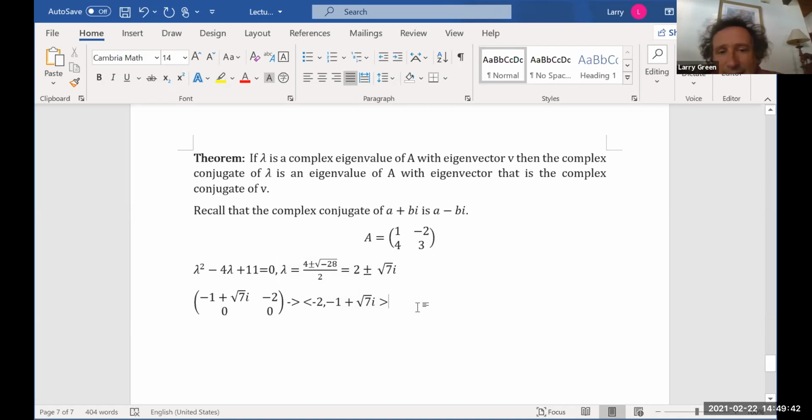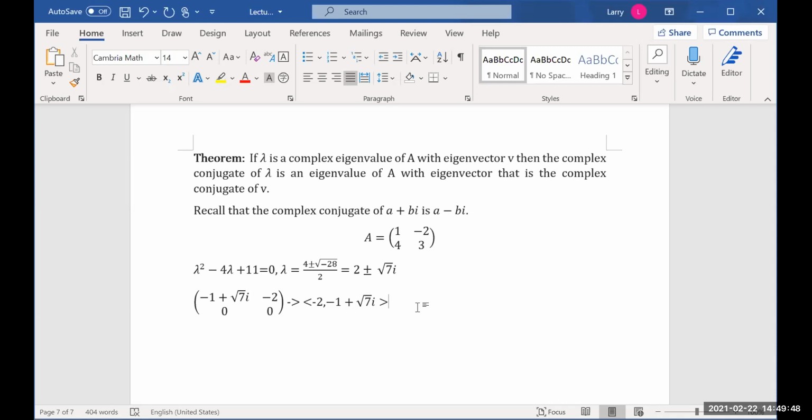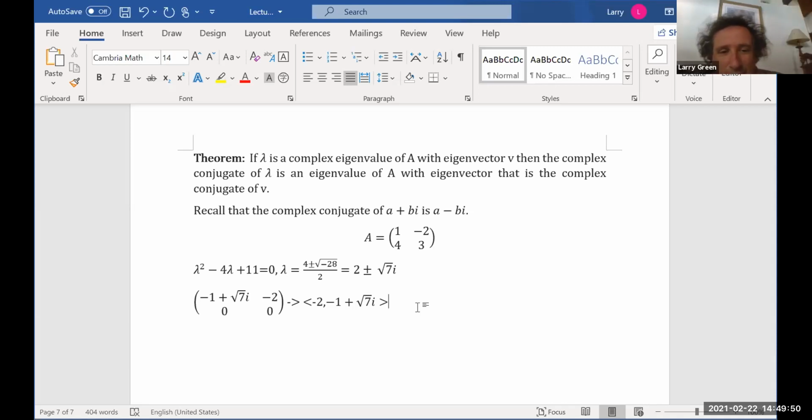How do I get the eigenvector corresponding to 2 plus root 7i? Same way. I don't have to do anything. The hint is I don't need to do it the same way. All I do is take the conjugate of this vector. So where I see a plus root 7i, I make it a minus root 7i, I'm done. That's it. And I'm out of time, so I need to be done. I think I'm going to stop the recording. I went a little over, sorry about that.